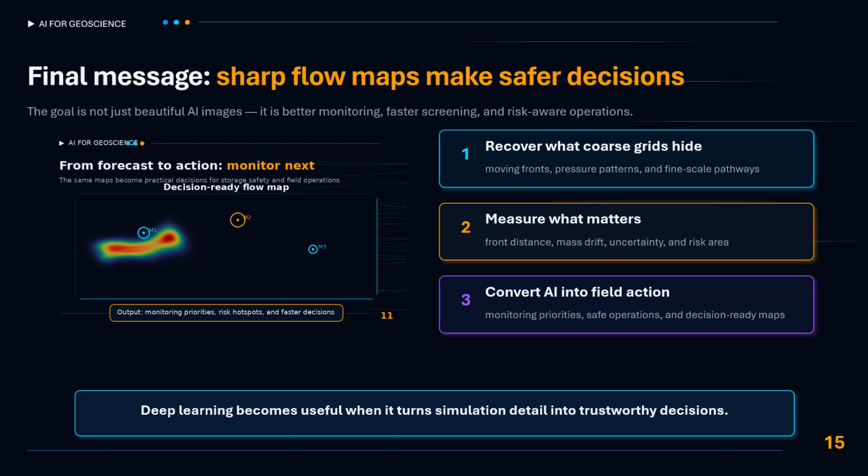Finally, we need to convert AI into field action. This means using AI-enhanced maps to guide monitoring, improve safety, screen many scenarios faster, and support risk-aware operations. So, the one sentence for the audience is this: deep learning becomes useful when it turns simulation detail into trustworthy decisions. Thank you very much for watching.